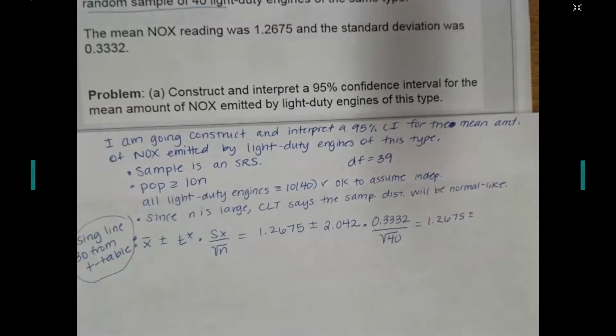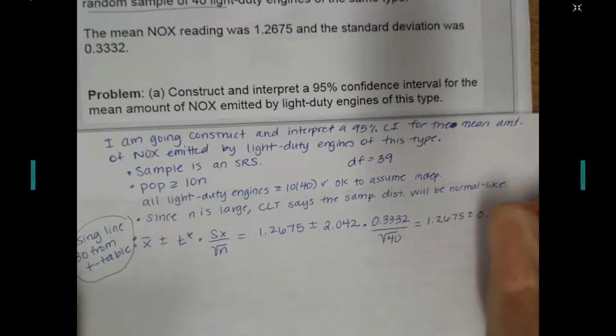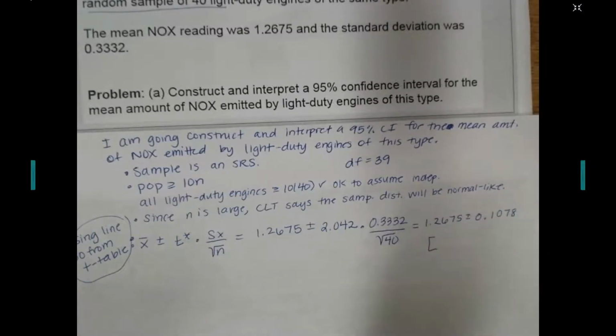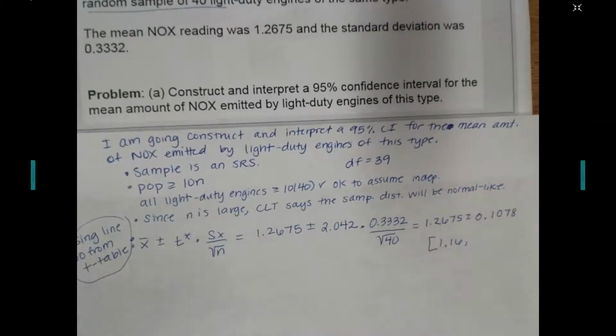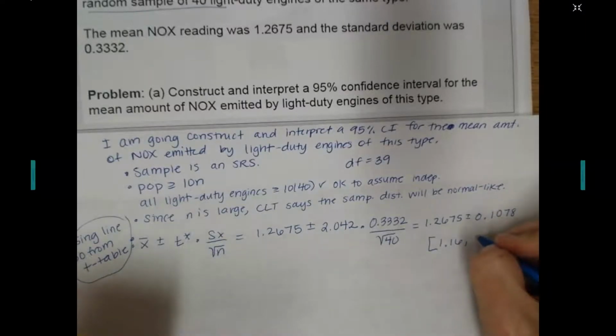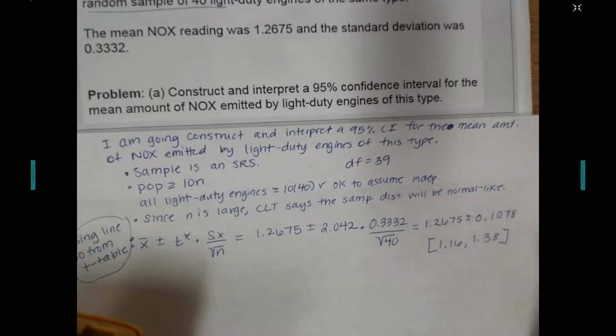Okay, so let me crunch out the margin of error here. 2.042 times 0.3332 divided by the square root of 40, and I have a margin of error of 0.1078, we'll call it. And so if I subtract that, 1.2675 minus 0.1078, I get about 1.16, I'll round. And then 1.2675 plus 0.1078, I get about 1.375, okay?